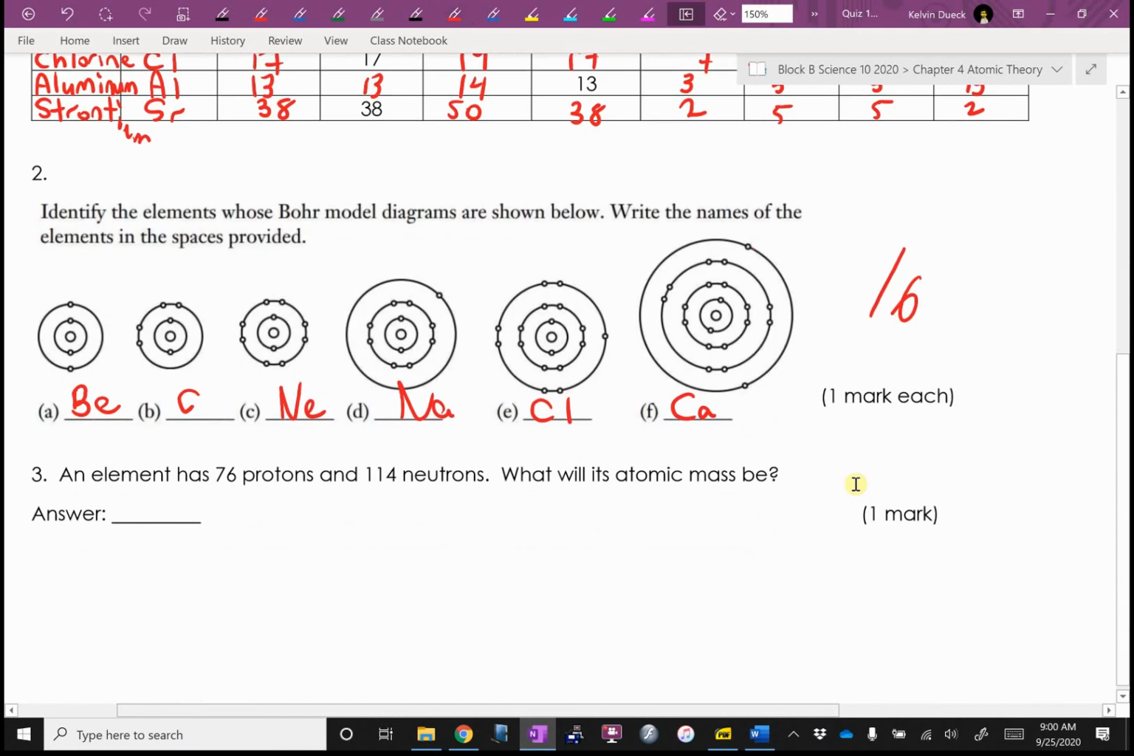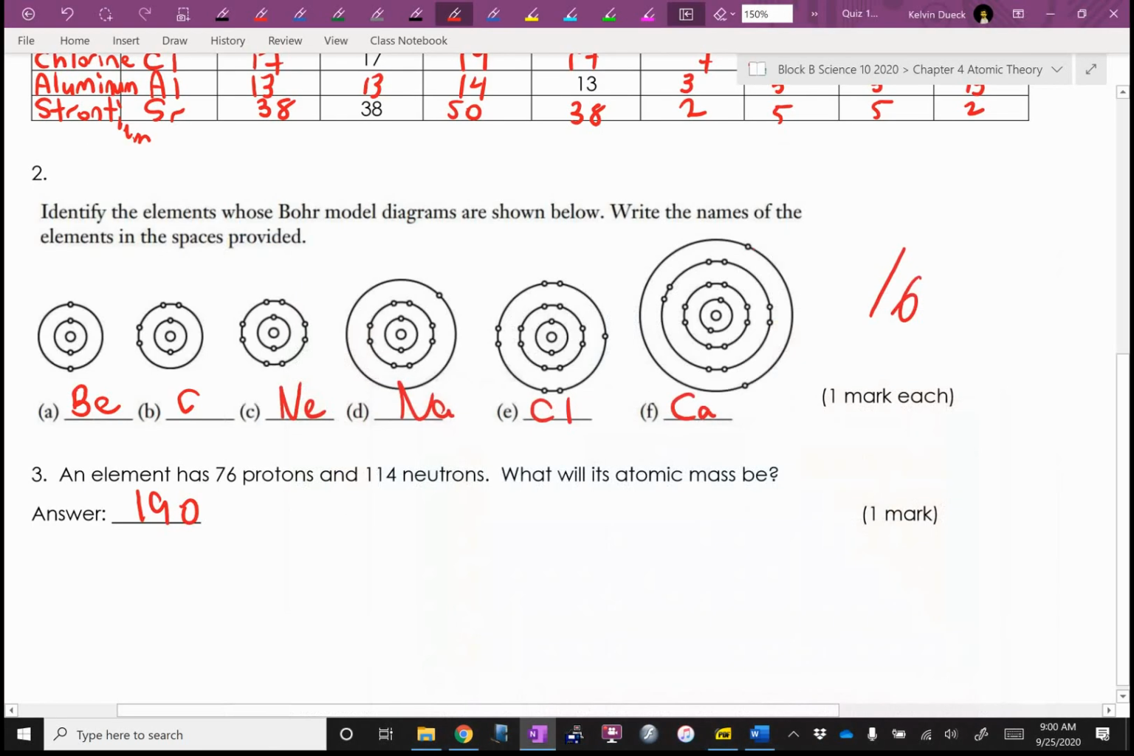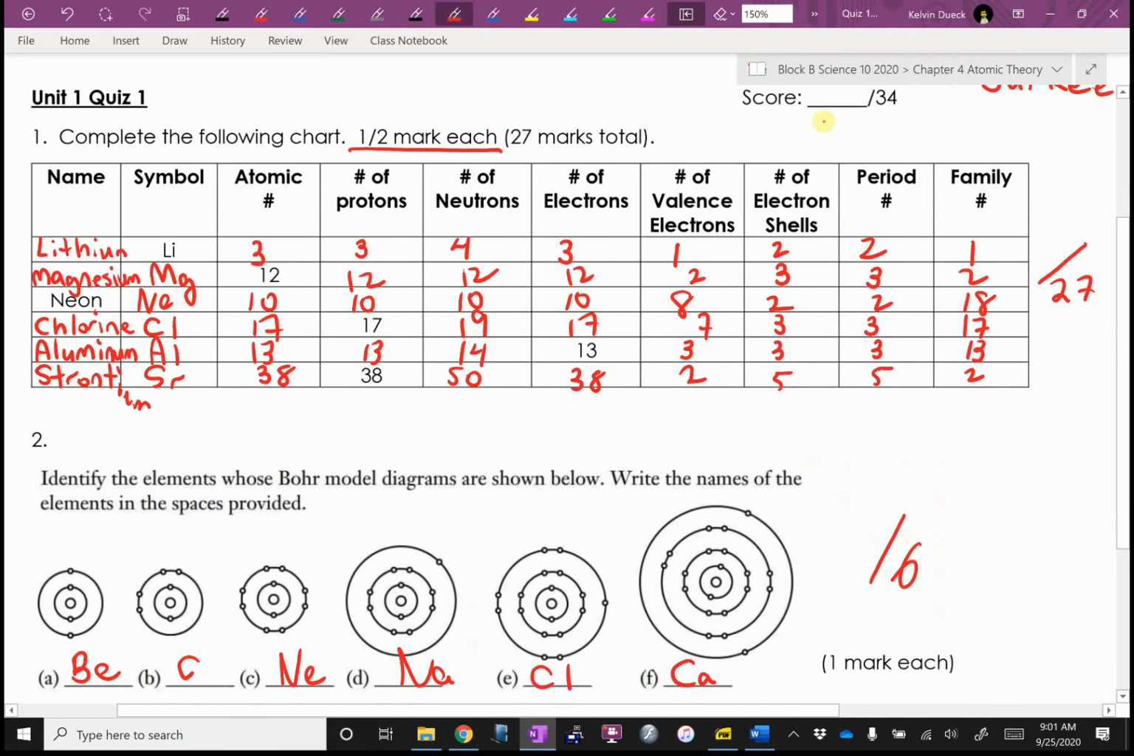An element has 76 protons and 114 neutrons. What will its atomic mass be? How'd you get that? 76 and 114 is 188? I don't think it's 180. 190, I think. Now, if you went 76 protons and you looked on the periodic table, you would find osmium, its official mass is 190, but sometimes it can also form an isotope. Because I was looking for it and there were a bunch of different ones, isotopes and stuff, so I put one in. Can you give yourself a clear score out of 34 right there?